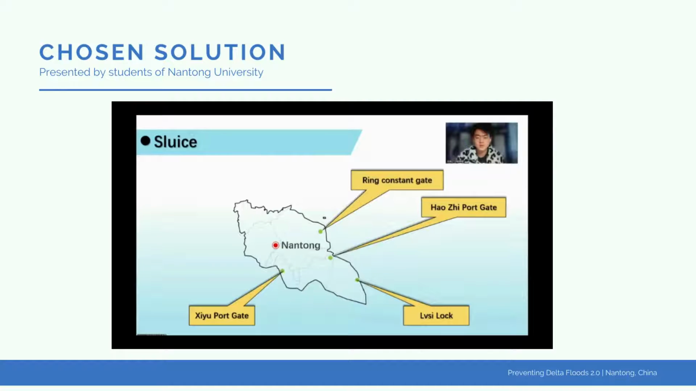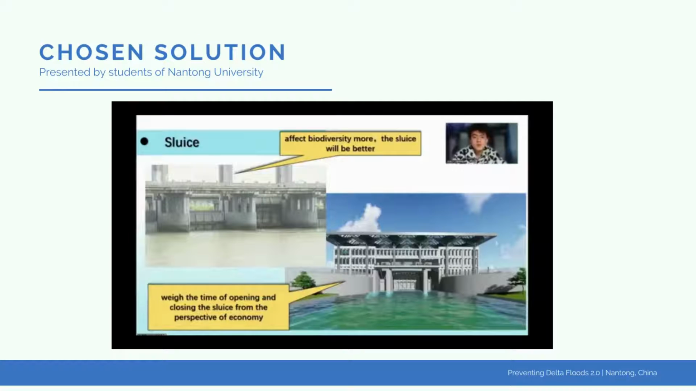This is the distribution map of our main sluices in Nantong. Our existing sluices are as follows. This is the Lushi Lock, and here is the Haozhi Port Gate and the Rain Constant Gate, and that is Xiyu Port Gate. We all know that there are many sluices and dams in Nantong and the Yangtze River Delta, but relatively speaking, the dam will affect biodiversity more, while the sluice will be better.